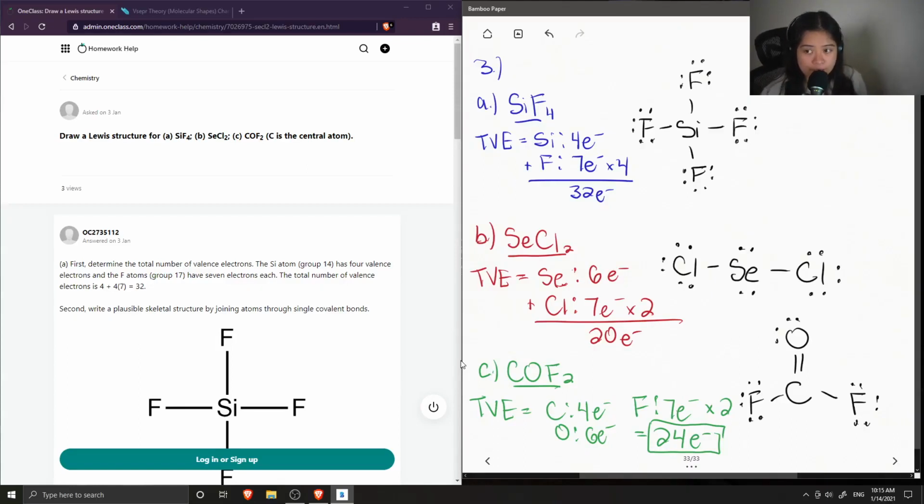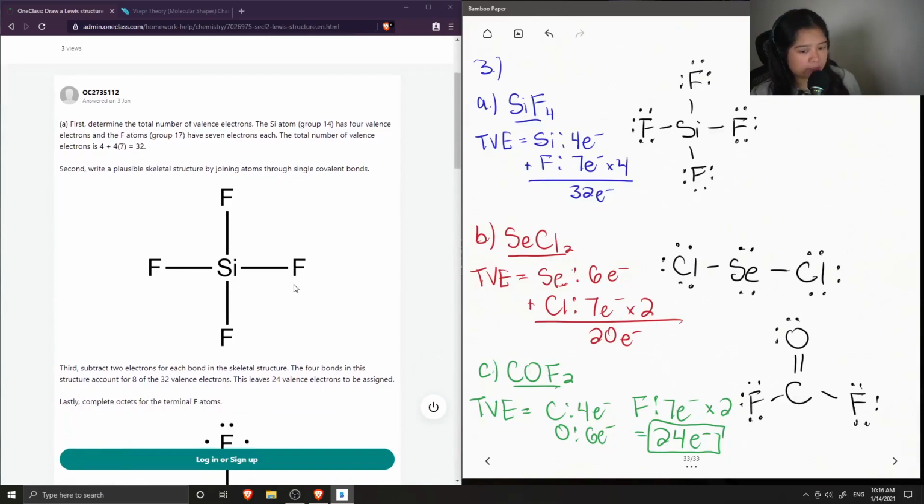And if we double check and count out how many electrons are in the structure, then we would have our 24 electrons. So this is the correct Lewis structure for the COF2 molecule.